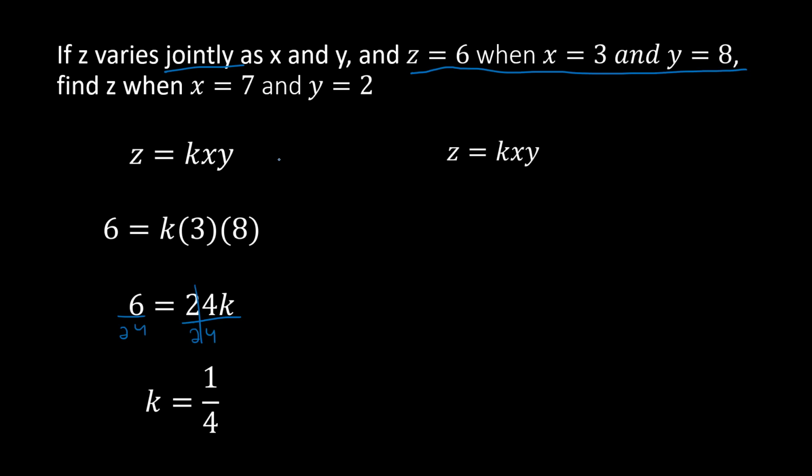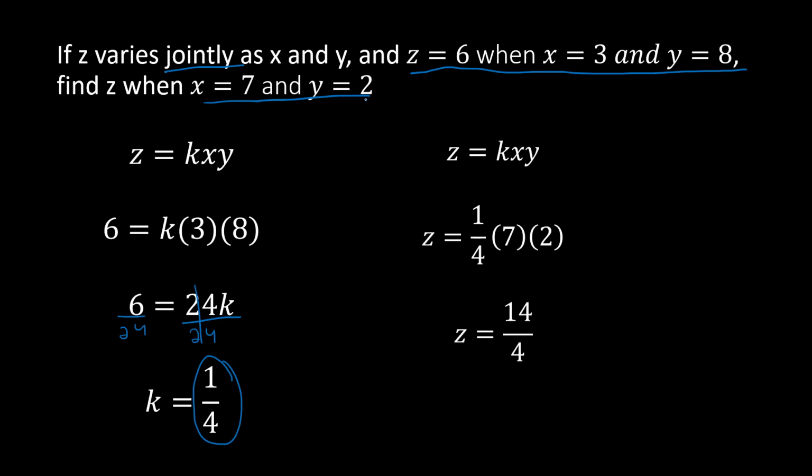So then from here, I use the equation again a second time. Plug in the 1/4 for k. I plug in a 7 for x. And I plug in a 2 for y. When I do that, I have z equals 1/4 times 7 times 2. So 1/4 times 7 times 2 would be 14 over 4, which can reduce to be 7/2 or 3.5. And that is my solution.